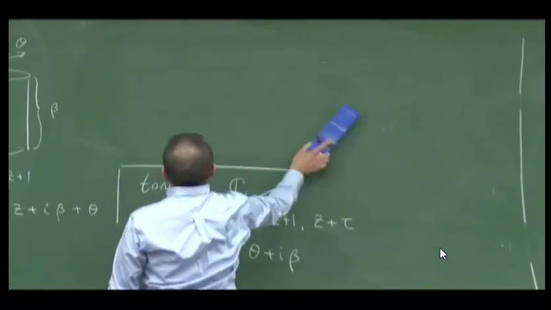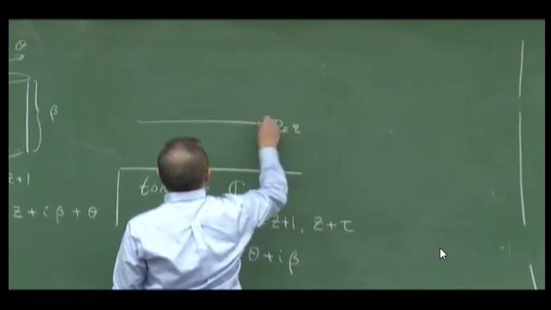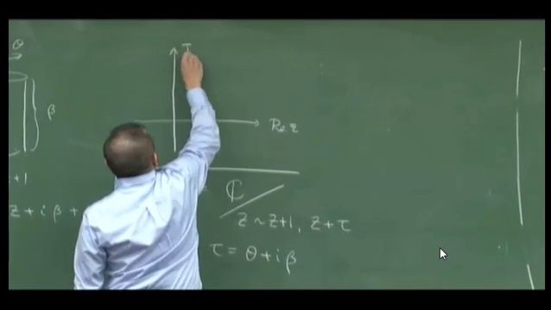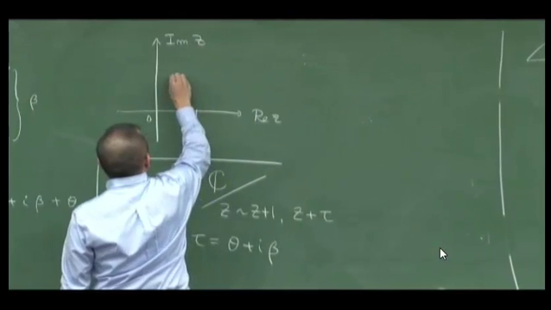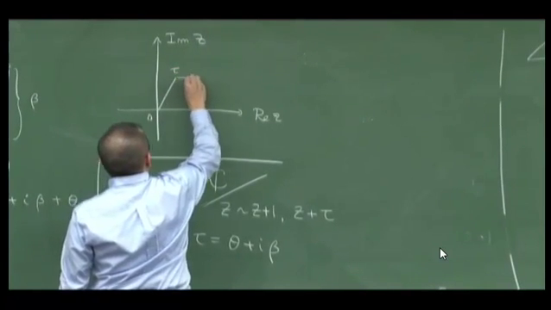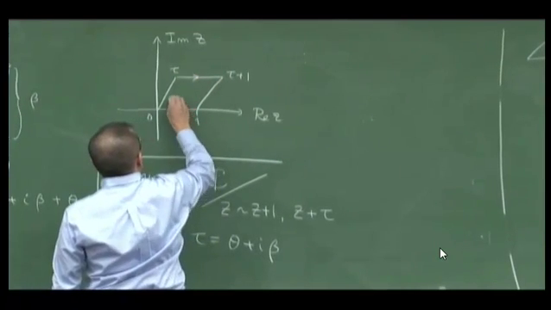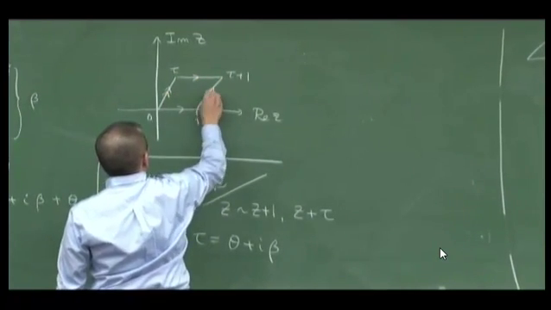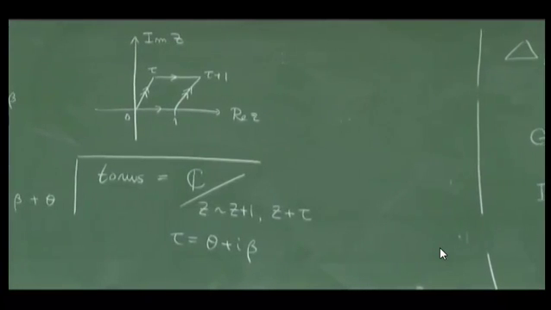So let me redraw this figure. This is the real z direction, imaginary z direction. This is 0, 1. Here is tau. Here is tau plus 1. Periodically identify in this way. So this gives rise to a torus, a two-dimensional torus.